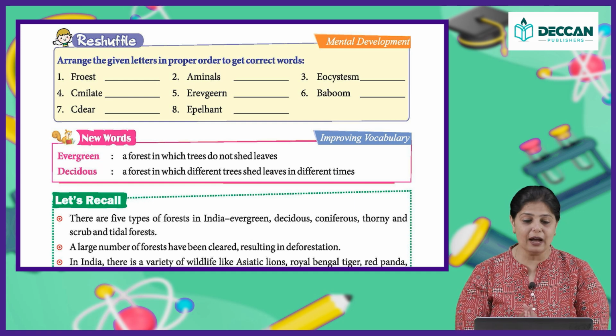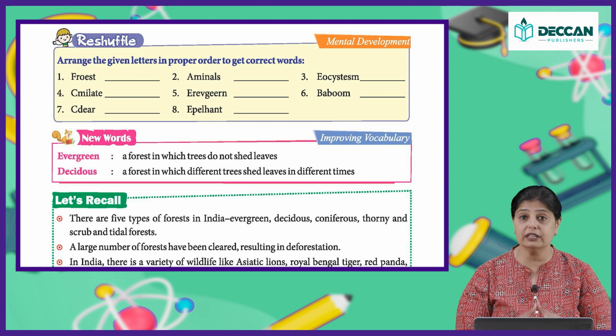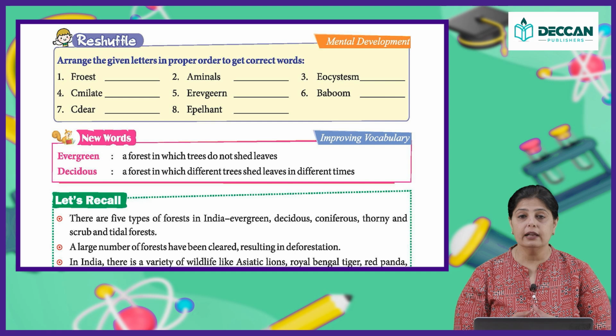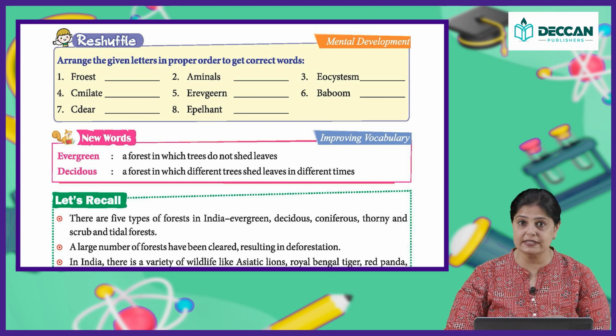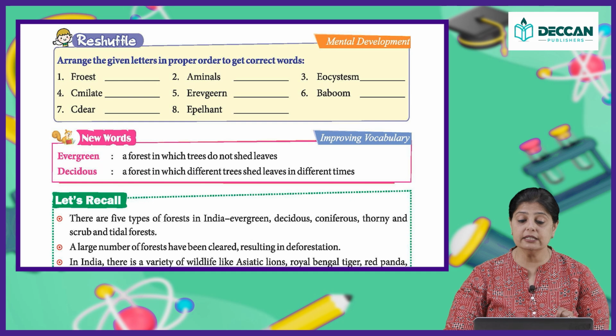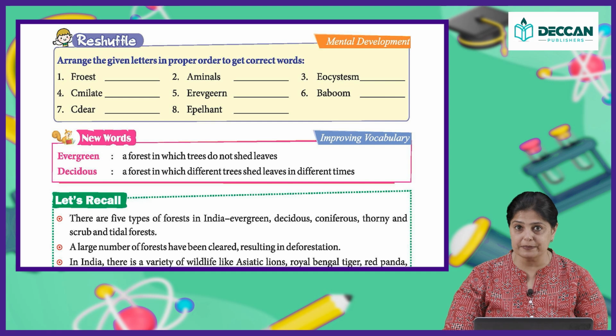Alright children, now let's do this activity where you have to arrange the given letters in proper order to get the correct words, like forest, F-O-R-E-S-T. Do the rest. Now, new words. Evergreen means a forest in which trees do not shed leaves. Deciduous is a forest in which different trees shed their leaves at different times.